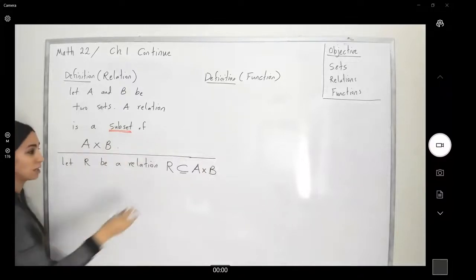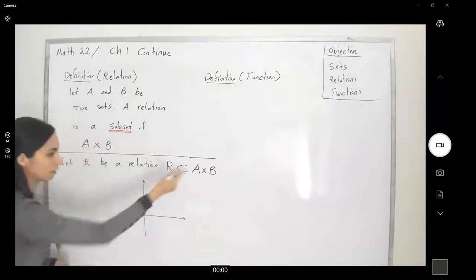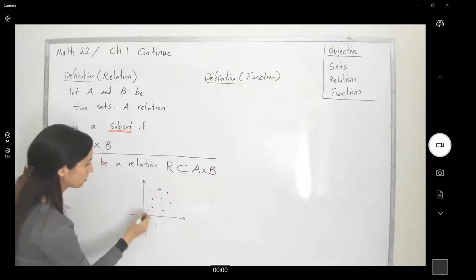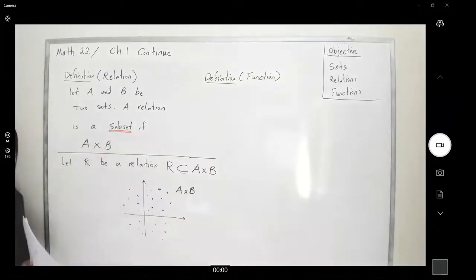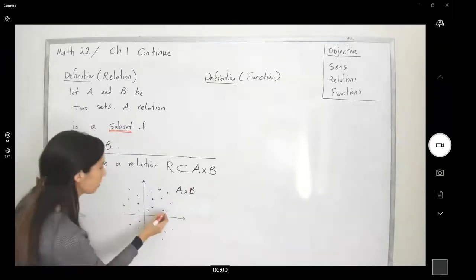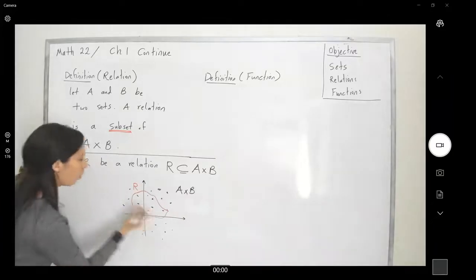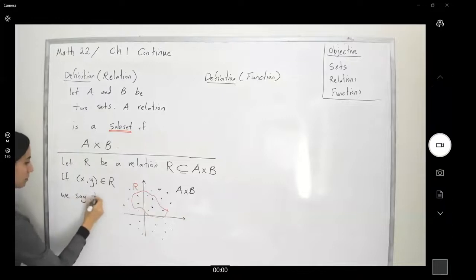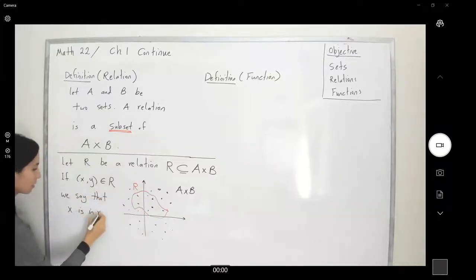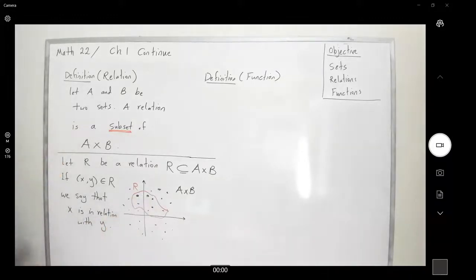If you consider the Cartesian product between A and B, it might be represented this way. A lot of points in A, Cartesian product with B. Suppose this is your Cartesian product between A and B. We take a subset of A and B, and we call it R. If a point x comma y belongs to R, we say that x is in relation with y. You write it this way, or you write it this way, x R y.